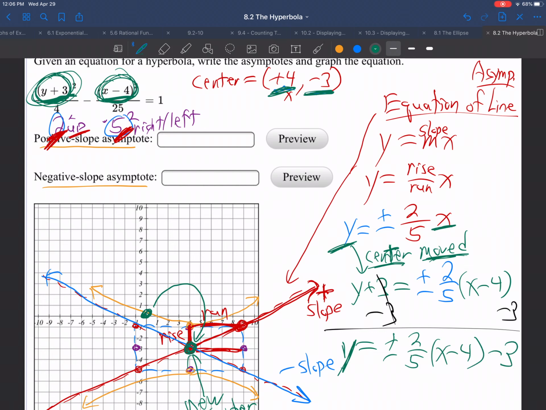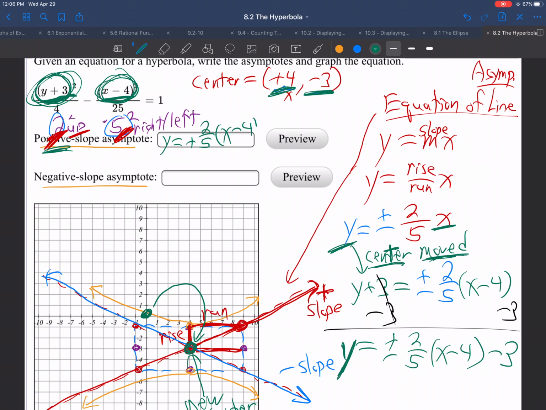In other words, right here they want the positive one. So they want y equals positive 2/5 (x minus 4) minus 3. And here they want y equals minus 2/5 (x minus 4) minus 3. Those are the two answers. Just as easy as that. Does that make sense?